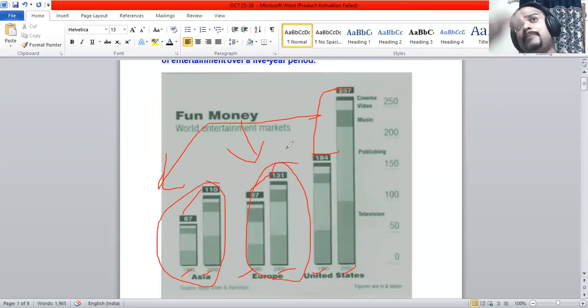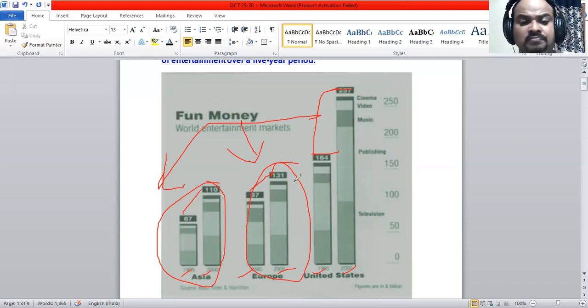The money which the Americans spent on entertainment purposes in 1995 and 2000 was far higher than the money which was spent by the Asians and the Europeans in both years. This is what we can see here.